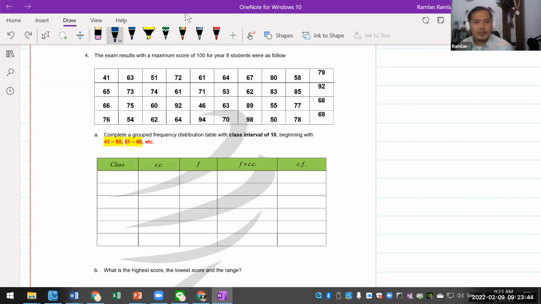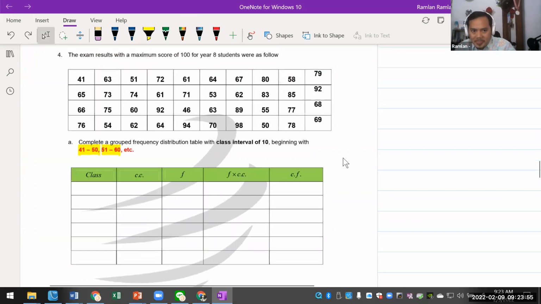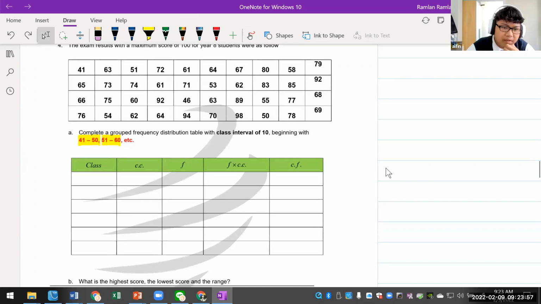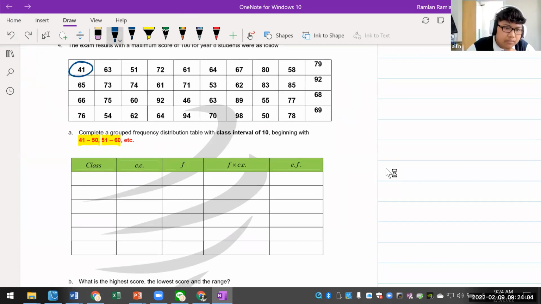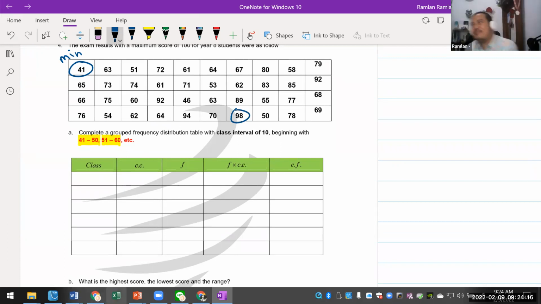Alvin, data yang paling kecil berapa, Alvin? Yang nomor berapa? Ya, ini dari angka-angka ini, yang mana yang paling kecil angkanya? 41. 41. Yang paling besar? 98. 98. Okay, thank you, Alvin. Yeah, so this is the maximum and minimum value.